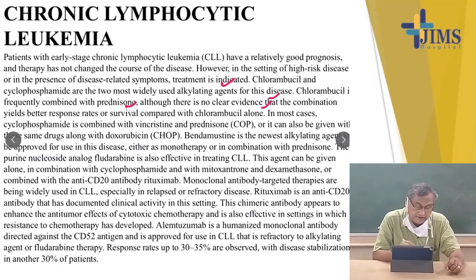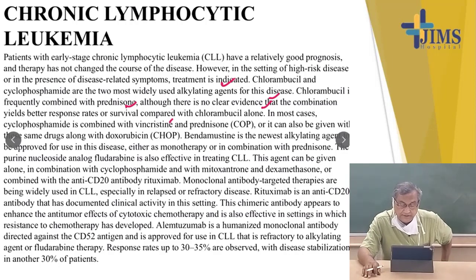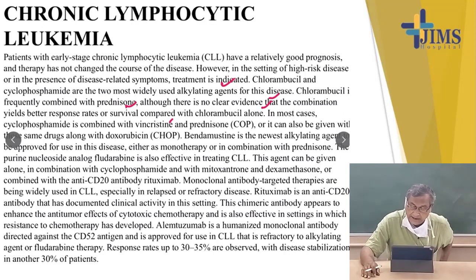In most cases, cyclophosphamide is combined with vincristine and prednisone, or it can also be given with the same along with doxorubicin, CHOP. Bendamustine is the newest alkylating agent approved for use in this disease, either as monotherapy or in combination with prednisone. The purine nucleoside analog fludarabine is also effective in treating CLL. This agent can be given alone, in combination with cyclophosphamide, mitoxantrone and dexamethasone, or combined with the anti-CD20 antibody rituximab.